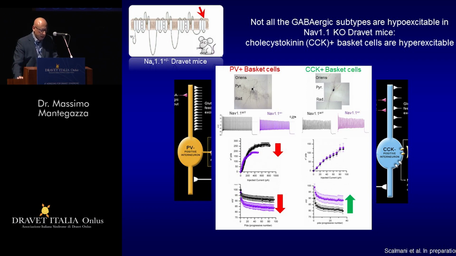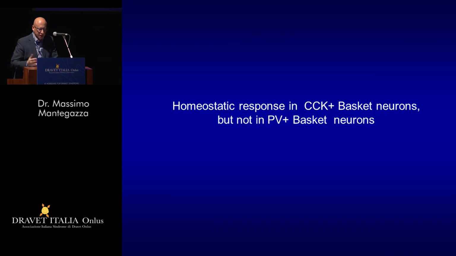So we found, as everybody, decreased excitability of these parvalbumin positive interneurons. But in these CCK neurons, which we selected because they are much more modulated than the PV neurons that are very rigid, CCK neurons are very plastic. And we found increased excitability in these neurons. So the opposite effect in comparison with PV-positive neurons in the same animal model, in the same brain structure, the hippocampus. So we found a homeostatic response in CCK basket neurons, but not in PV basket neurons.